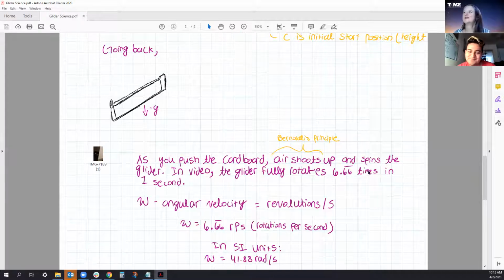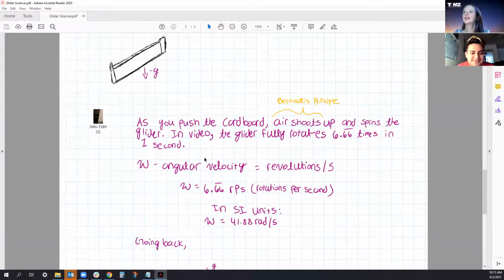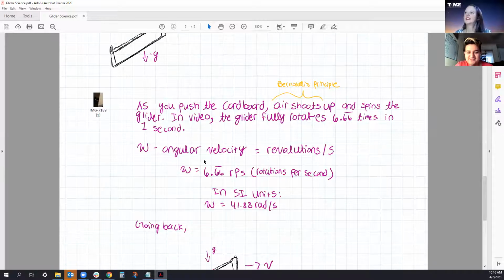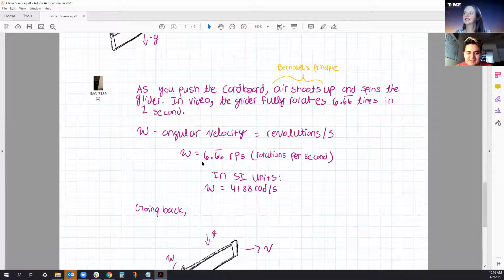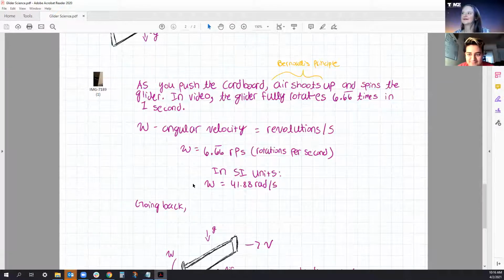So on the left, I have a video, but for some reason I wasn't able to get it as a link. In the video, you can see I took a video of the glider falling down by itself, and I slowed it down and counted the number of times that it spins in 1 second, and it ended up being 6.66 repeating. The way we modeled the omega, the angular velocity, would just be the revolutions per second, in this case 6.66 revolutions per second. In SI units, which is more customary, that would be 41.88 radians per second.